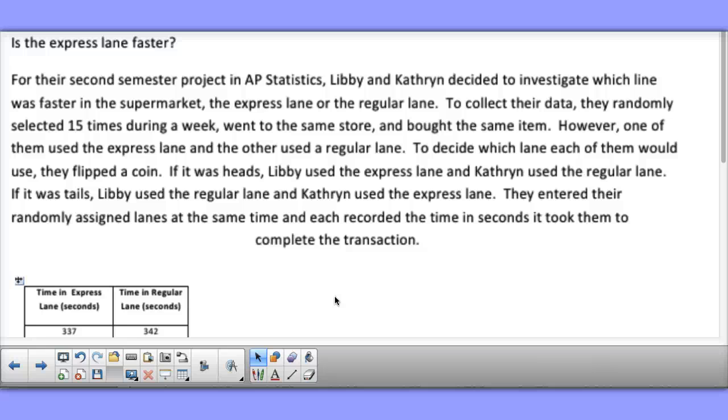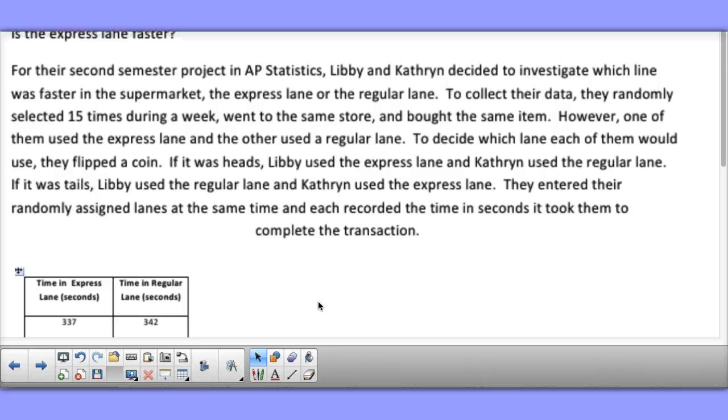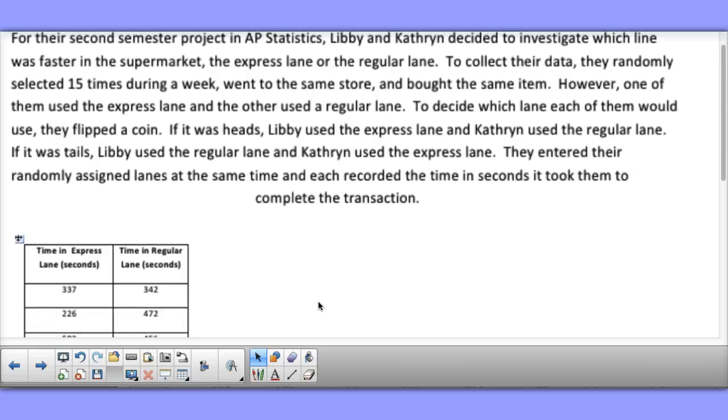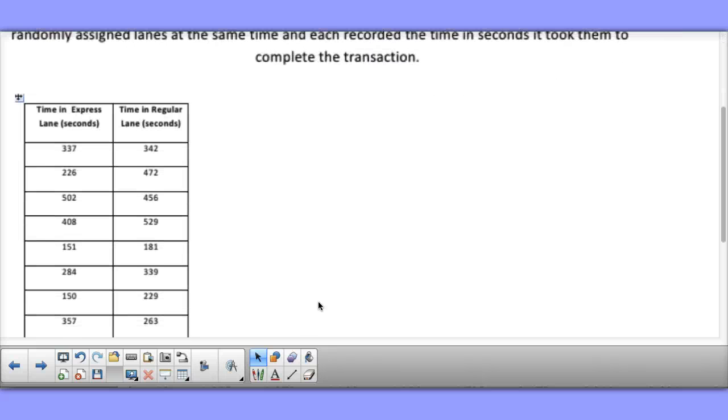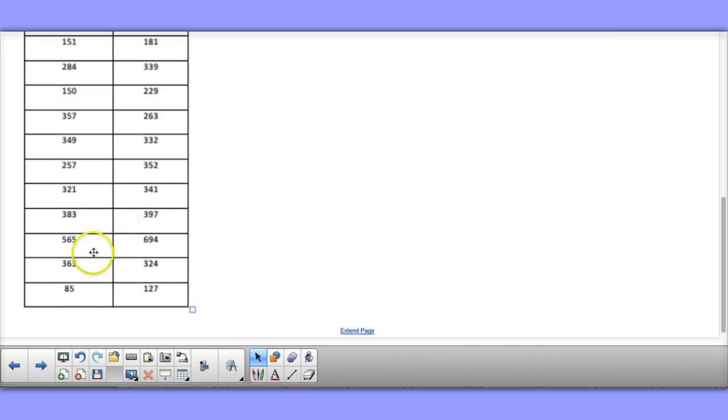So they entered their randomly assigned lanes at the same time, and then each recorded the time in seconds it took for them to complete the transaction. So we have a naturally occurring pair of data here because this is happening during the same time of day, this first observation. So it should be a similar length of time. And notice it was. Notice down here, this very last observation, the times were quite a bit less. Maybe that was not right before the dinner hour, maybe it was the middle of the day, certainly not on a weekend.